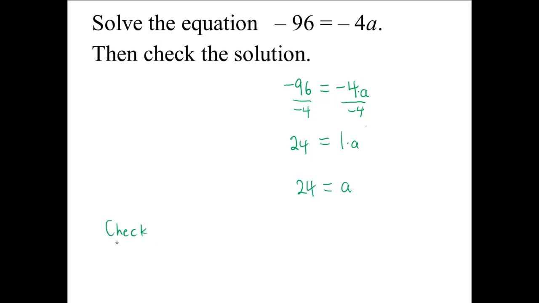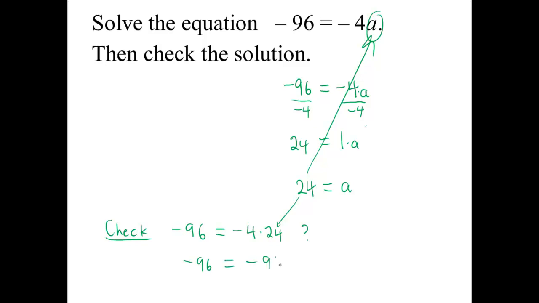Let's check. We have negative 96 equals negative 4 times a. And in place of this a is going to go 24. Do we have a true statement? Is negative 96 equal to negative 4 times 24? And the answer is indeed yes. So 24 is the solution.